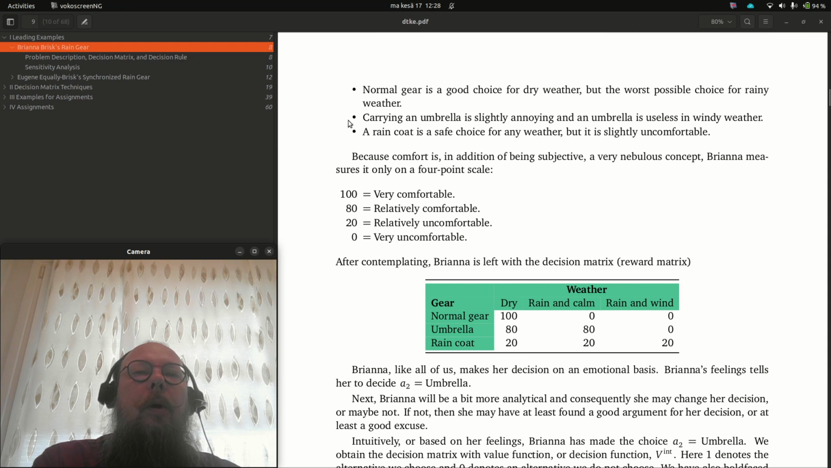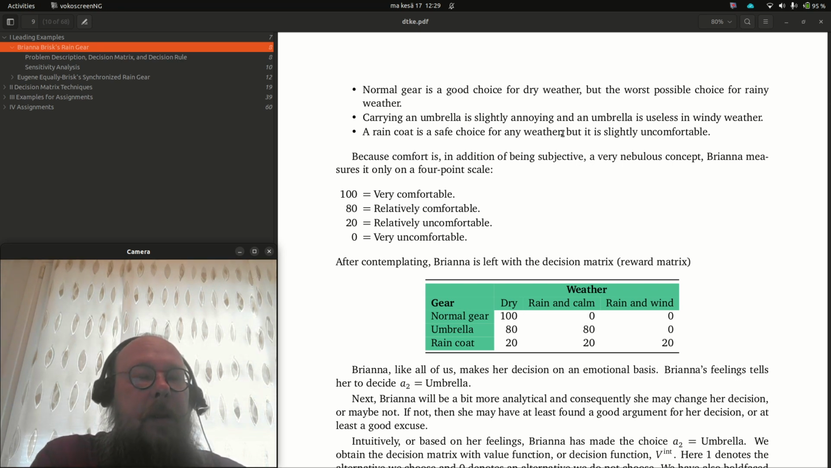So normal gear is a good choice for dry weather, but the worst possible choice for rainy weather. Carrying an umbrella is slightly annoying, and an umbrella is useless in windy weather. And a raincoat is a safe choice for any weather, but it's slightly uncomfortable.